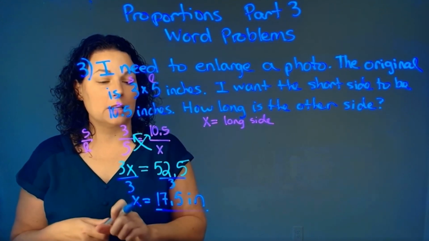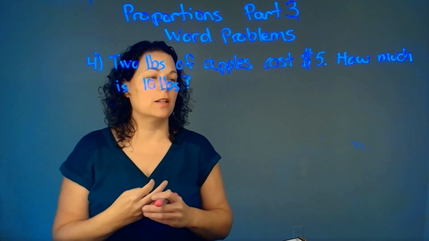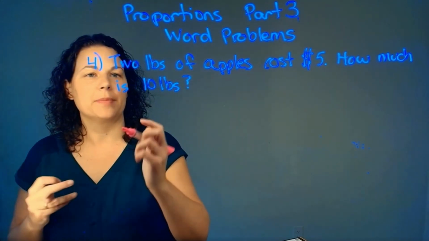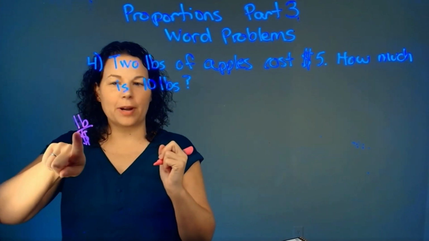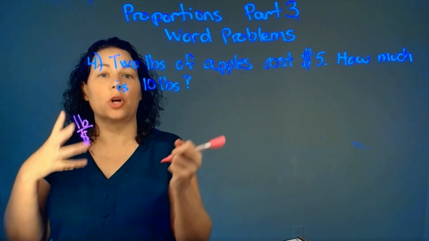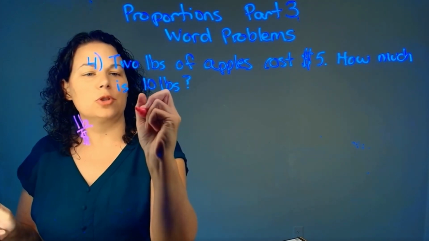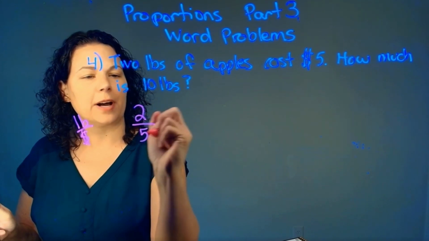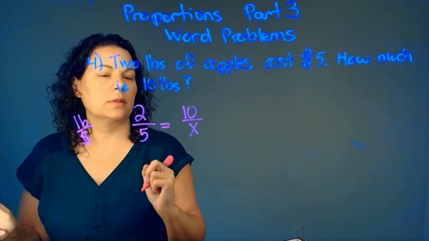It was 17.5 inches. Okay, so for this problem, 2 pounds of apples cost $5. How much would 10 pounds cost? Okay, so we've got pounds to dollars. And I like to write my ratio in words over here so I don't forget which number goes on top. Pounds is always going to go on top and dollars on the bottom. So 2 pounds was $5. How much is 10 pounds?